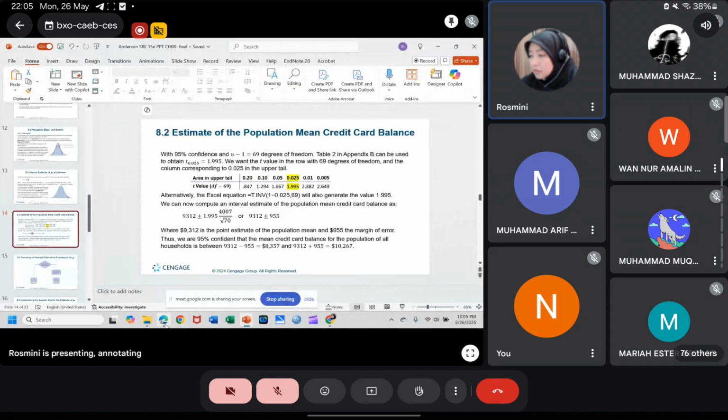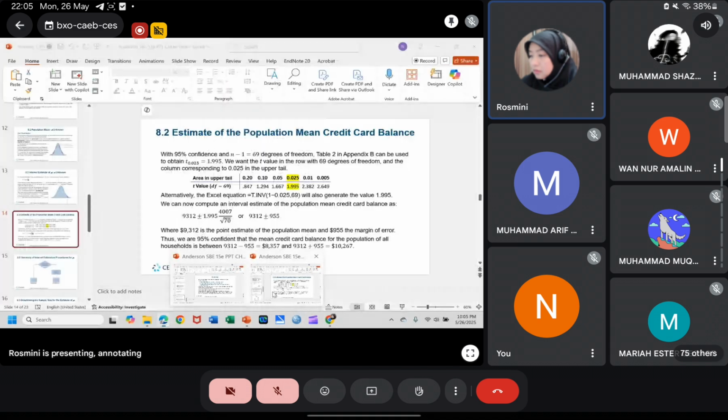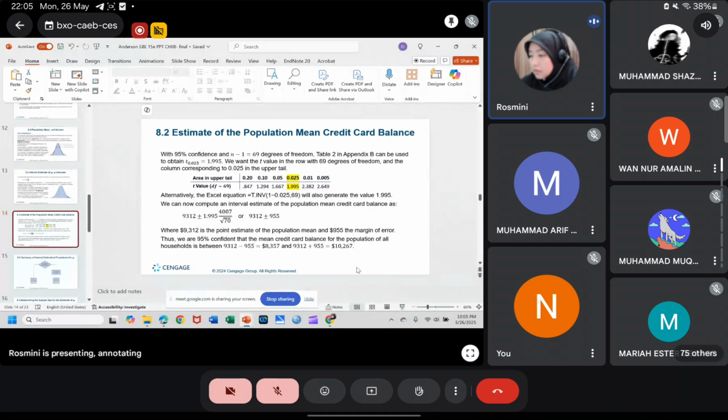Which one was it? 69, 1.995. Some of the tables, like I said, don't have it, but you can see that you will have 70, so what you will get is almost the same. So 1.995 and 1.994, close enough. Okay, so what you will have is 1.995, and the 93.12 just now.